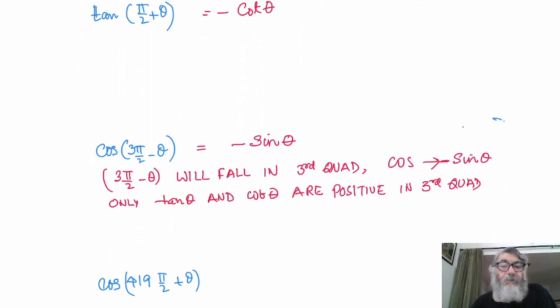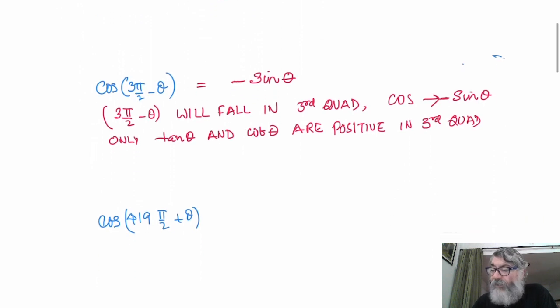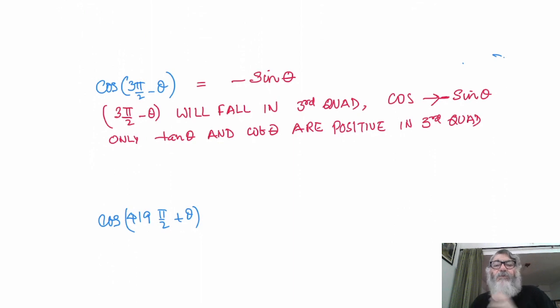Now let us see the next question. I have taken a bigger number, much huger than you will usually come across, just for the sake of explanation. For example, cos of 419 pi by 2 plus theta. Just divide the last two digits by 4 and you will be able to get the answer. The last two digits are 19. If I divide by 4, 4 fours are 16, and 3 will be the remainder. So if you divide 419 by 4, 3 will be the remainder.